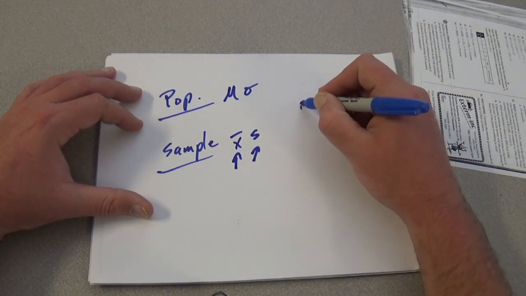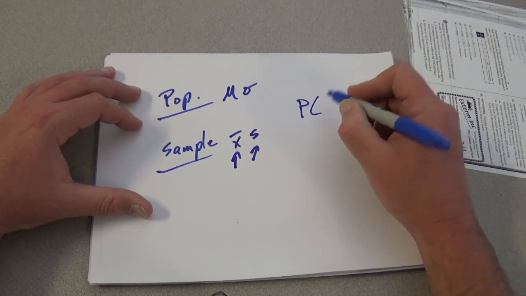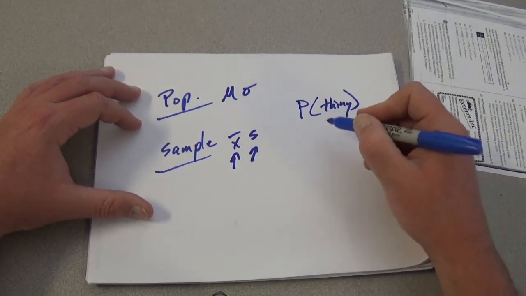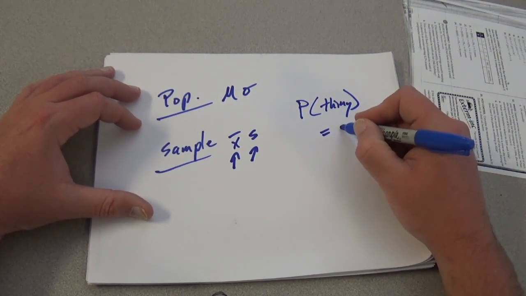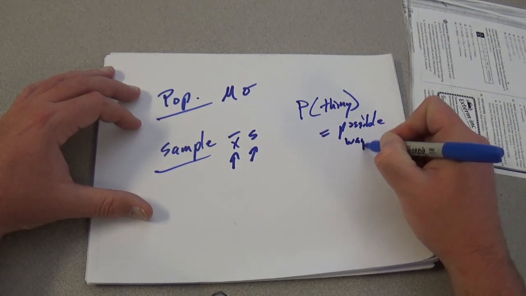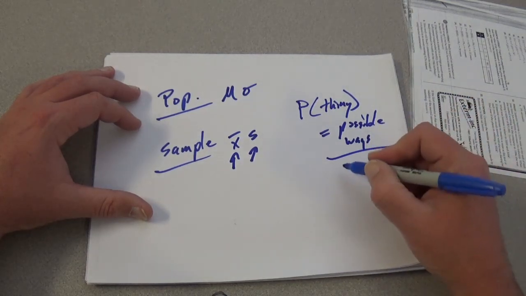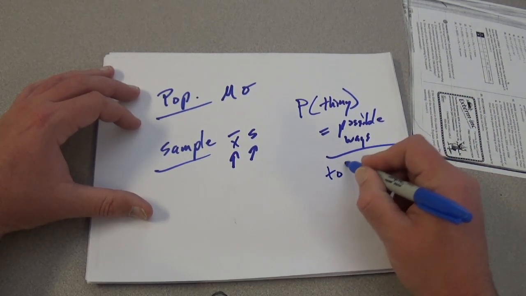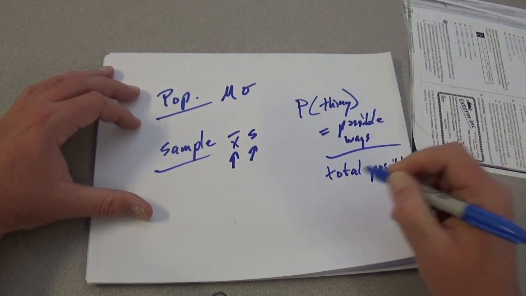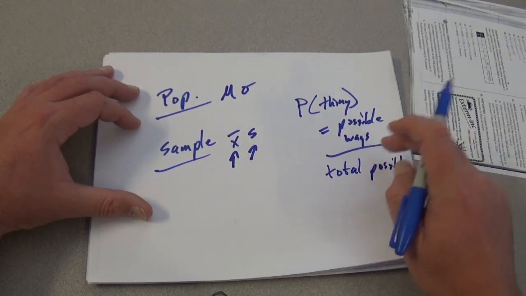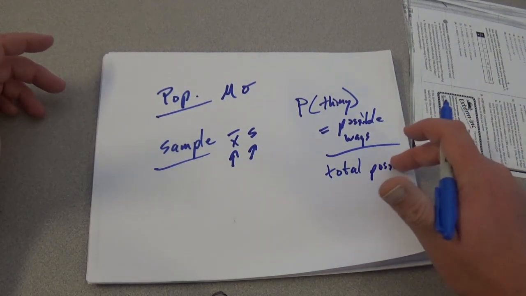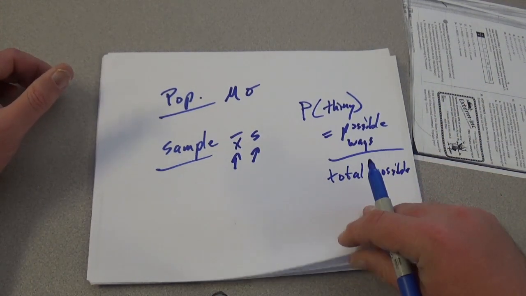Also, we have to worry about probability. So probability of the thing is just the possible ways we can do our outcome over all the total possible ways. And you don't usually want to simplify these because the fraction denominator does actually tell us something.